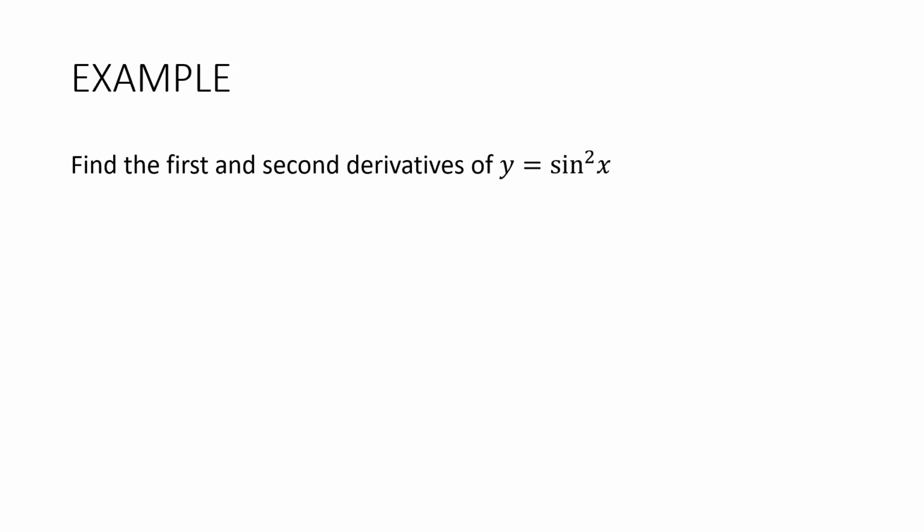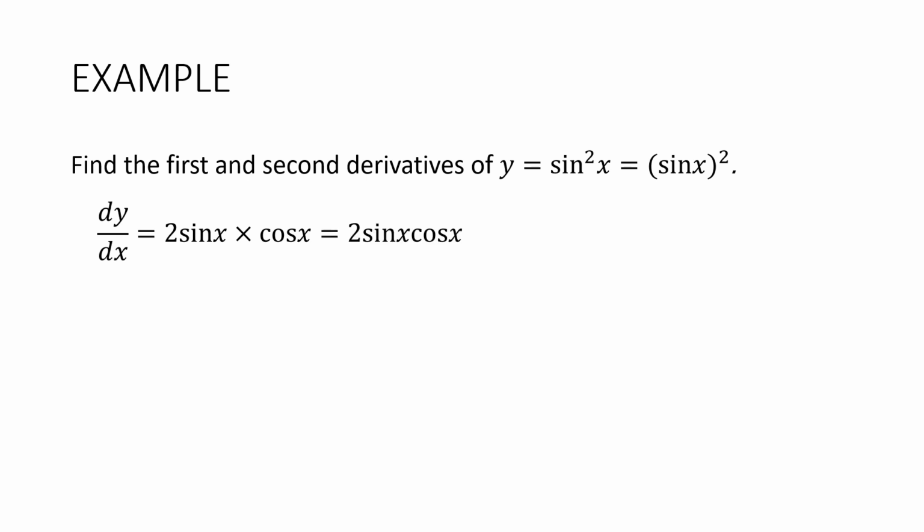Let's look at an example. Find the first and second derivatives of y equals sine squared x. Now remember, sine squared x can be written as sine x all squared, which is going to help us find the derivative because this is a chain rule. Our outer function is a power function, our inner function is a trig function. So let's do the derivative. The 2 comes down, sine x all to the power of 1, multiply by the derivative of the inner function, which is cos x. So our first derivative is 2 sine x cos x.